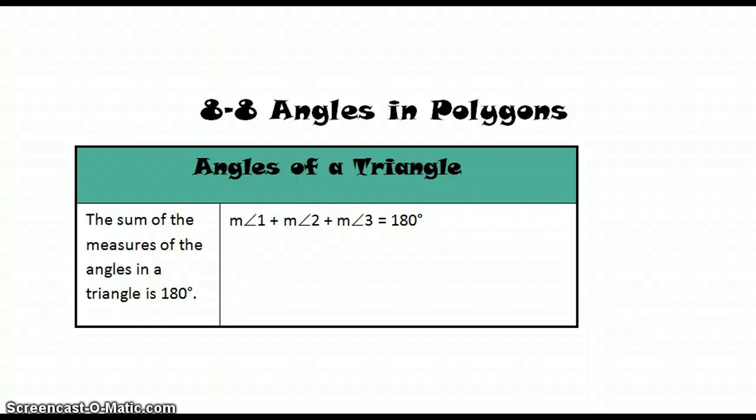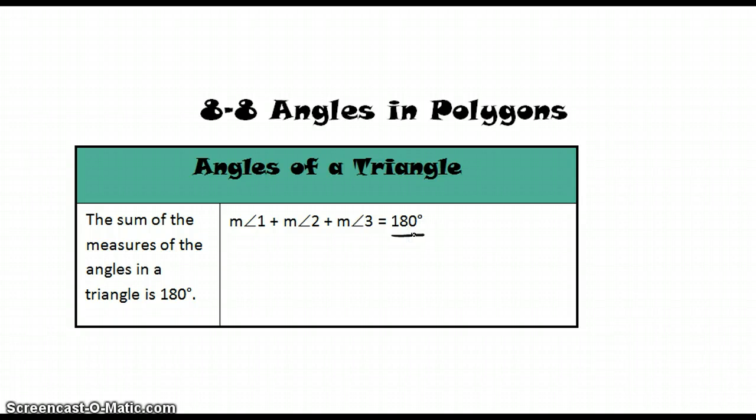Chapter 8, Section 8, Angles in Polygons. A very important number to remember is that the number of degrees in a triangle is always 180.